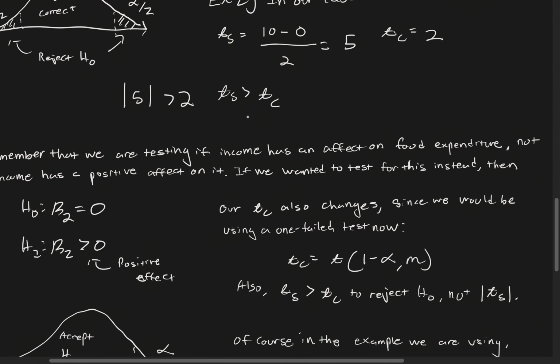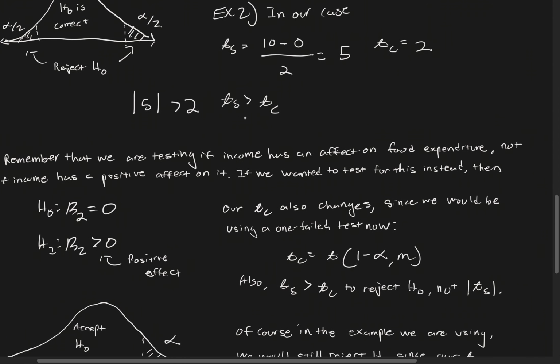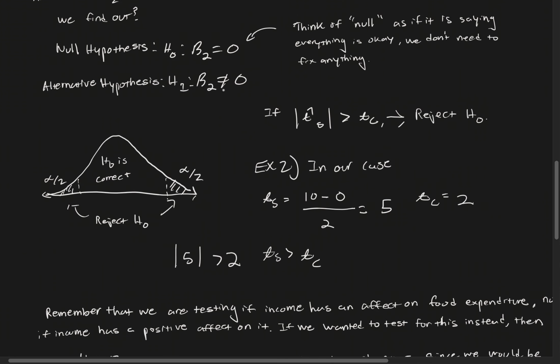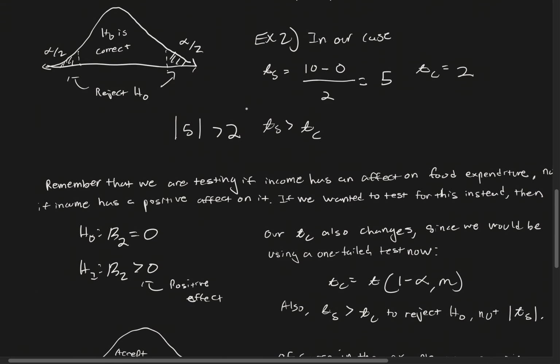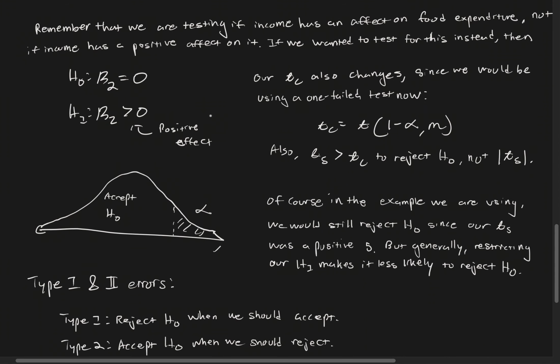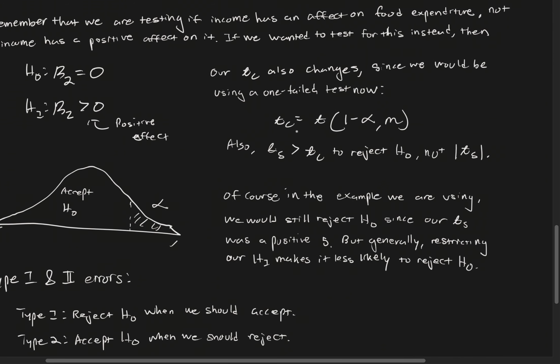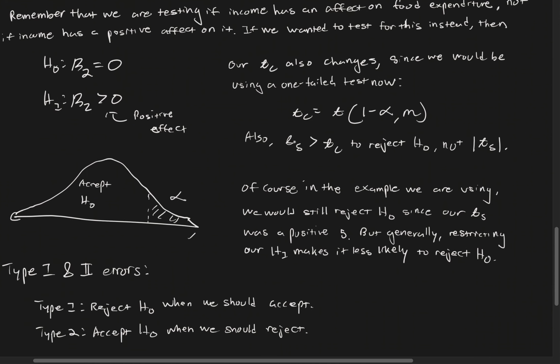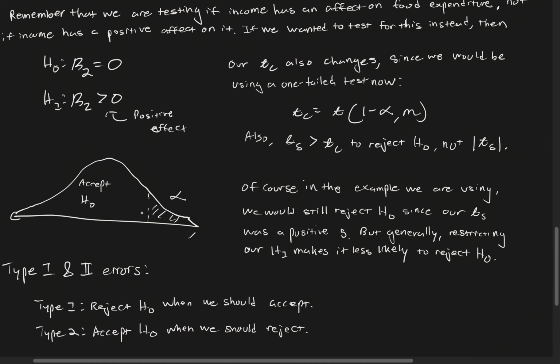Okay, and like I said, remember we're just testing if income has any effect, not a positive effect. But if we wanted to test if income has a positive effect, then instead of saying does not equal to 0, we would say greater than 0 as our alternative hypothesis. And then because we're doing that, we can't divide alpha by 2 anymore, because we're using a one-tailed test, not a two-tailed test.